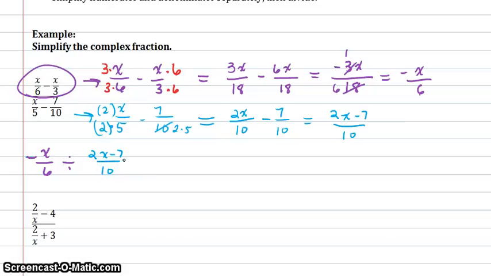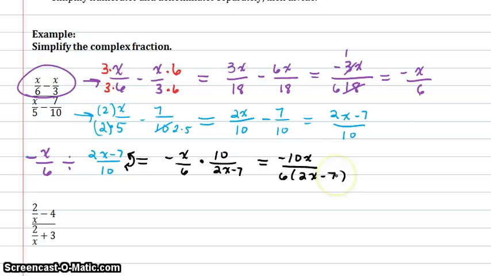Now remember, dividing is the same as multiplying by the reciprocal. So this is the same as negative x over 6 times, remember this from last lesson, 10 over 2x minus 7. Which is the same as, if we multiply across, negative 10x over 6 times 2x minus 7. Then 10 over 6 simplifies, if we divide each of these by 2, to 5 over 3. So that's negative 5x over 3 times 2x minus 7.